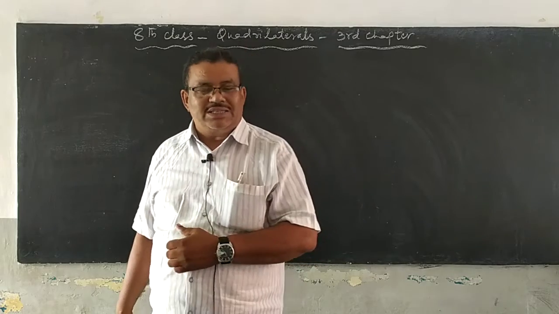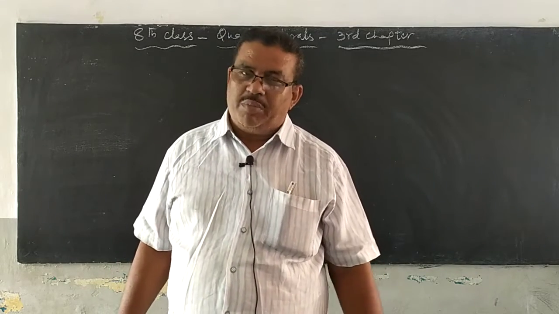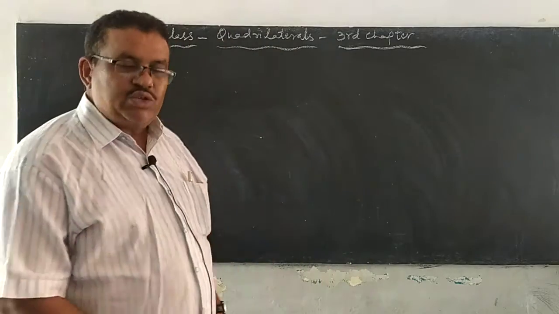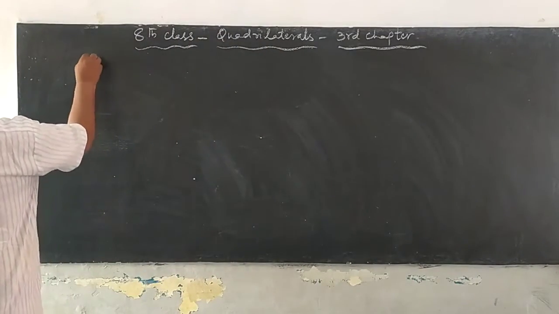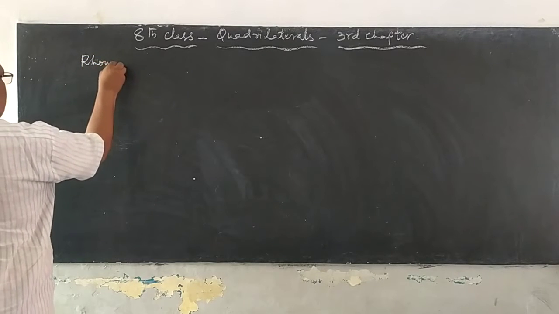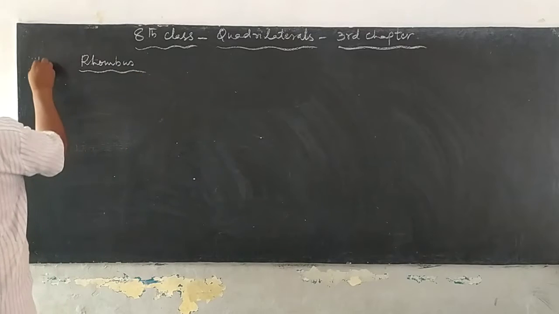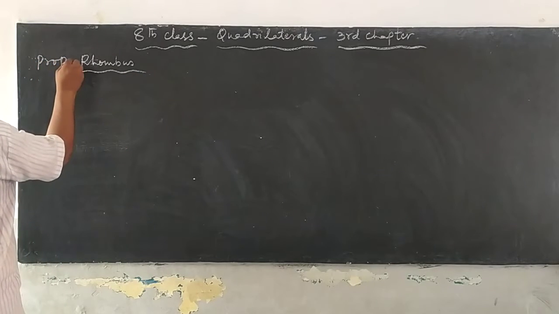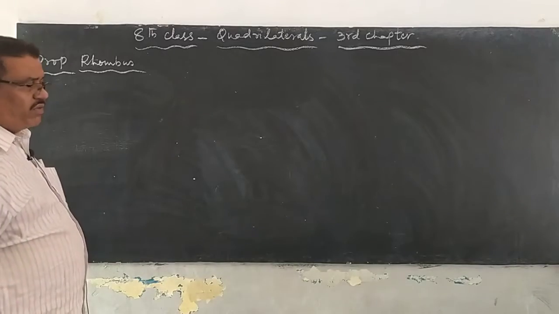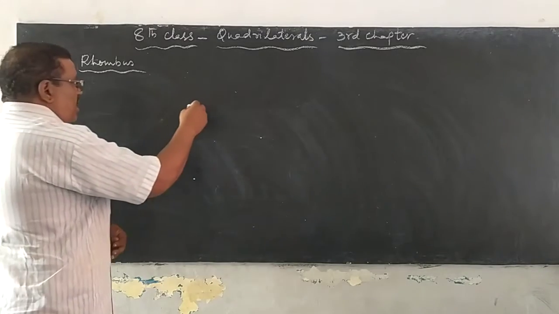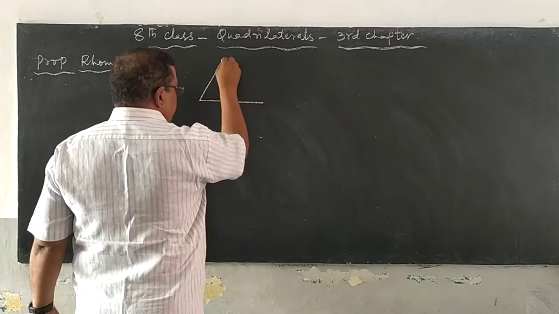Today we have to discuss the rhombus and square properties. Okay children, let us go for the properties of rhombus. What are the properties of rhombus? One time see. So, rhombus is this one.